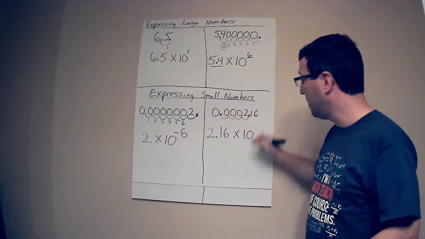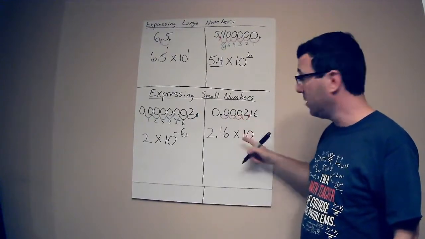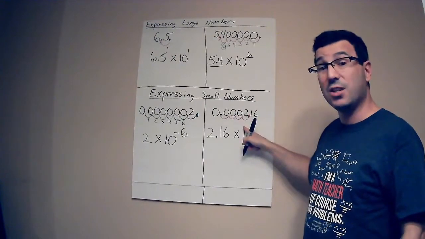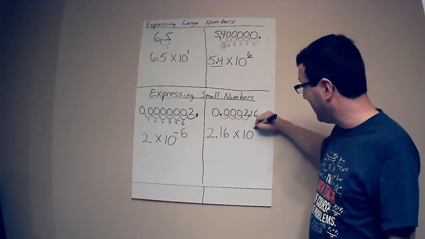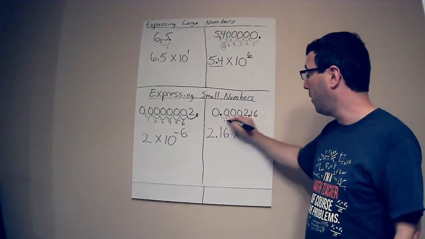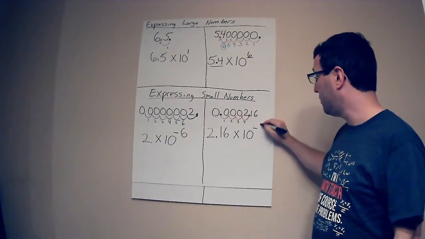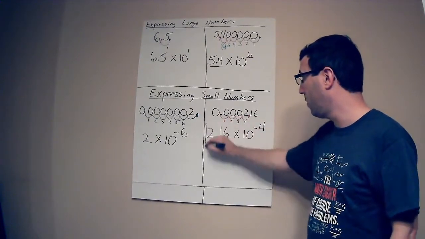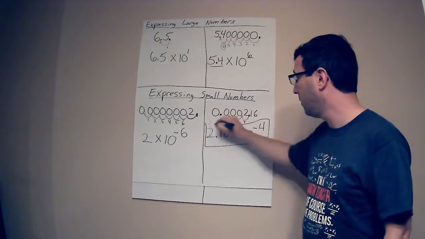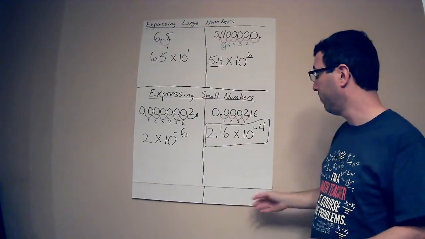Times 10, and then I just look again. Well, what did I do? How many times did I move this? Well, first, it's a small number, so a negative exponent. 1, 2, 3. We moved it 4 times, so it's times 10 to the negative 4. Not too bad. Okay.